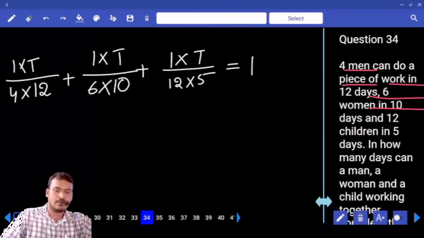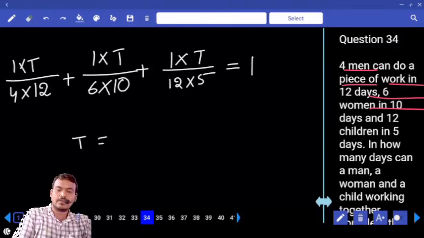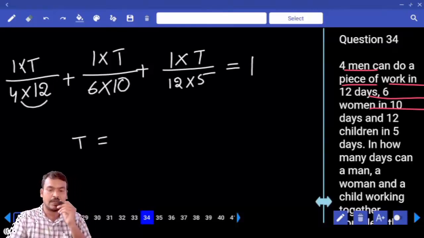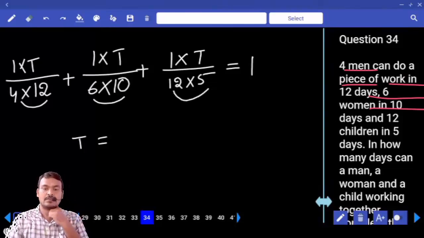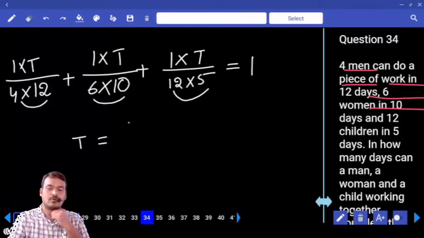Okay. Solving this, we get the T value. 4 into 12, 48. 6 into 10, 60. 12 into 5, 60. 48, 60, 60. LCM, 240.